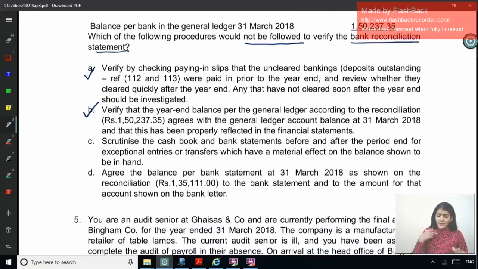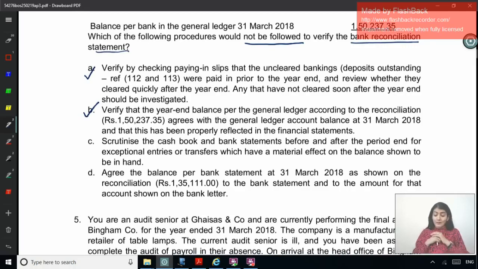Scrutinize the cash book and the bank statement before and after the period end for exceptional entries or transfers which have a material effect on the balance shown to be on hand. I think this doesn't look to be related to the BRS, right? Agree the balance. Let's see the fourth one.